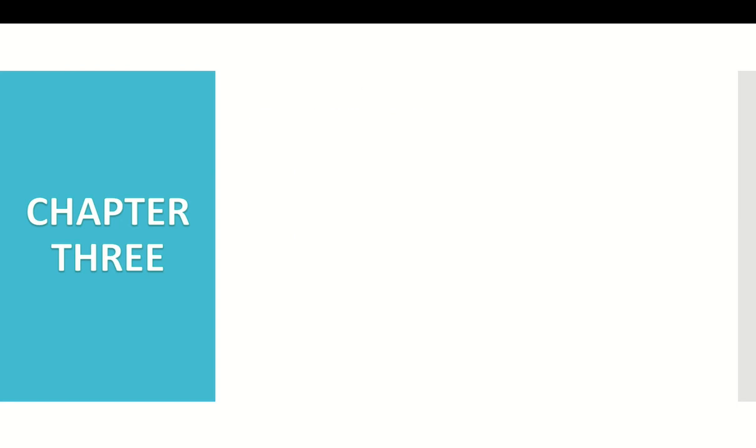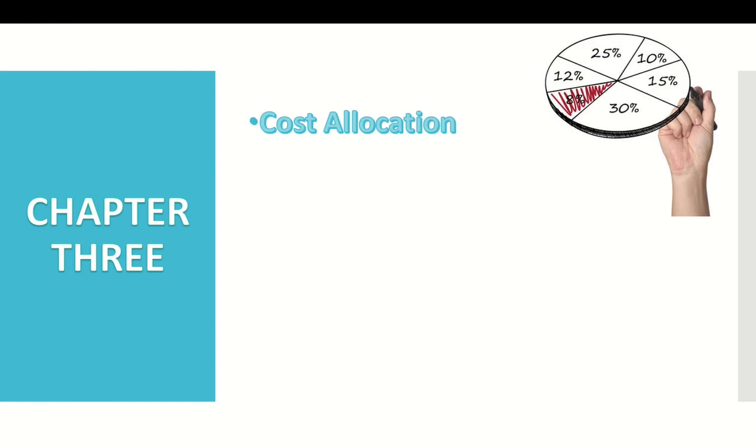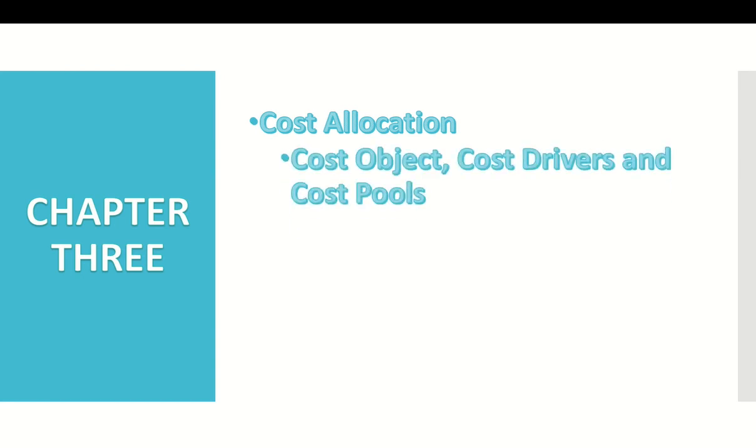Chapter number 3. We talked about cost allocation. This is the توزيع التكلفة. And التوزيع يعتمد على النسبة. Remember that we use percentages to know how much we allocate. So some of the things we talked about in chapter 3, we talked about the cost object, cost drivers, and cost pools. You need to know what these are.